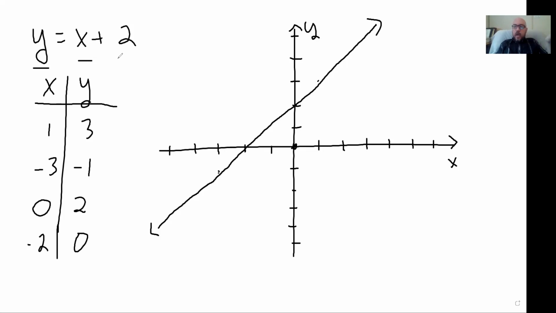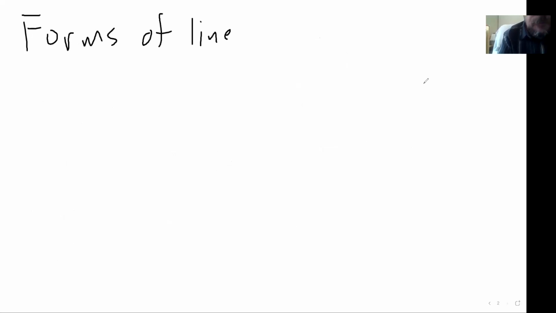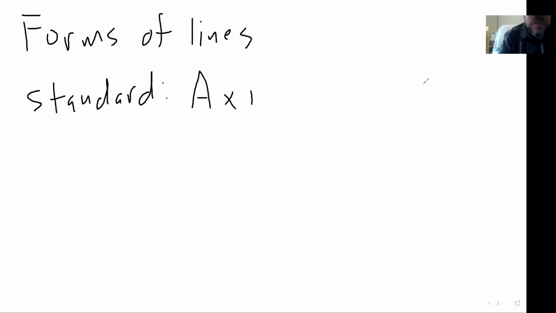And if that's the case, you've got a line. So anything of that form. So the most general form of lines. So, forms of lines. You've got your standard form, which is this form, ax plus by equals c.